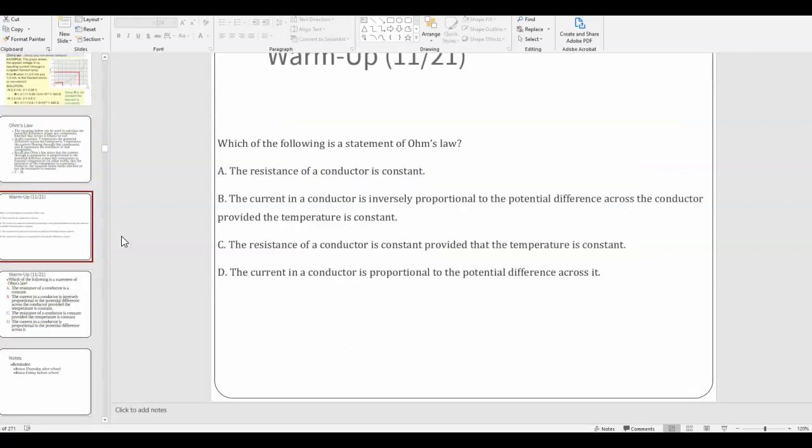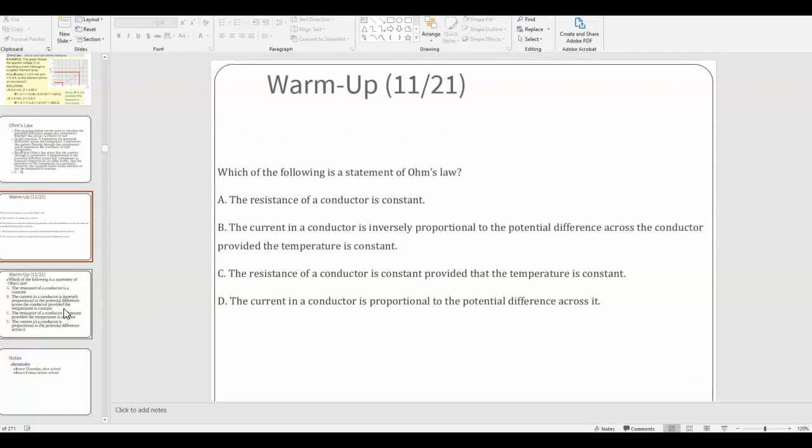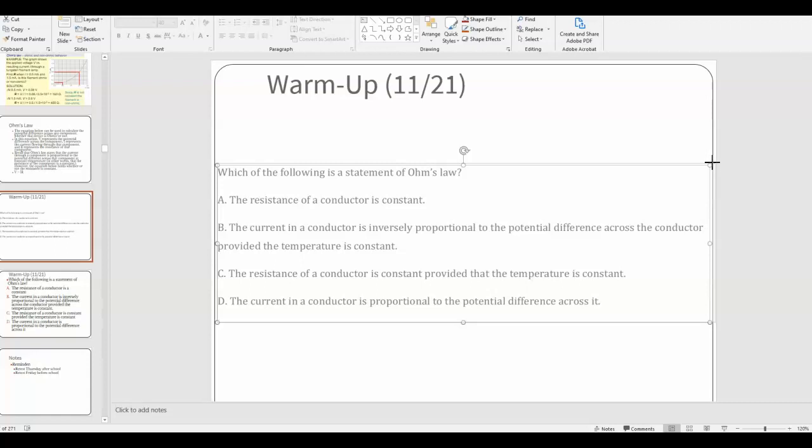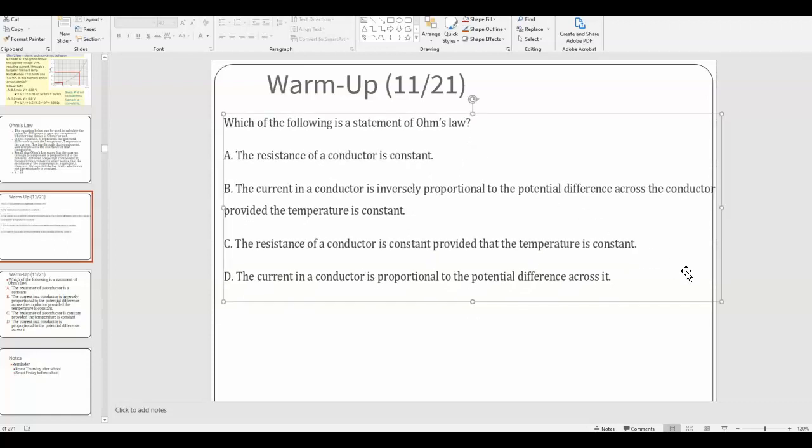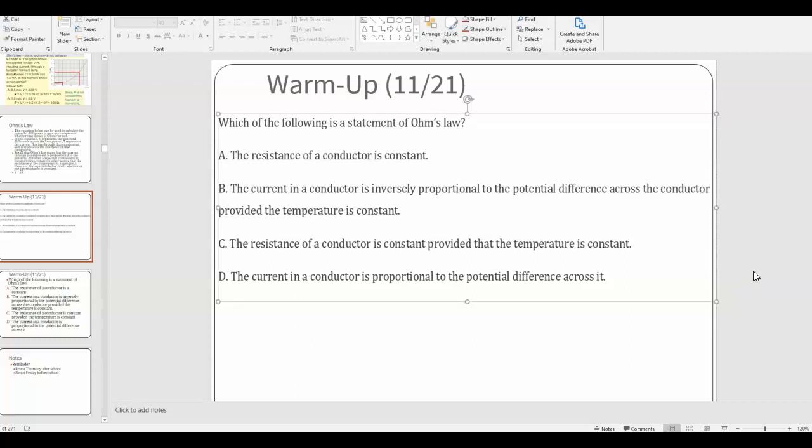Just really quickly, I want you to take a look at a question. This question was on the IB exam just a couple of years ago, so this is a pretty recent question. And this is one of those questions where, this is why I always say definitions are important. The question says, which of the following is a statement of Ohm's law? So see if you can figure out the answer to this question.